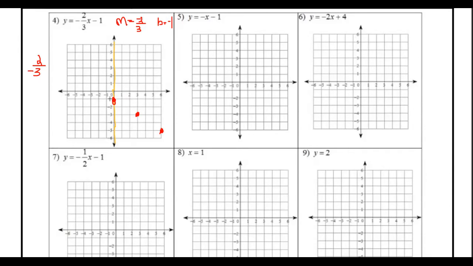So if I start here at the y-intercept, a positive 2 would tell me to go up 2 spaces, 1, 2. And the negative 3 on the bottom would tell me to go to the left 3 spaces, 1, 2, 3. Plot that point, and now you can see that clearly is the same line. Okay, we can do it again. Up 2, 1, 2, to the left 3, 1, 2, 3. And there's our line.